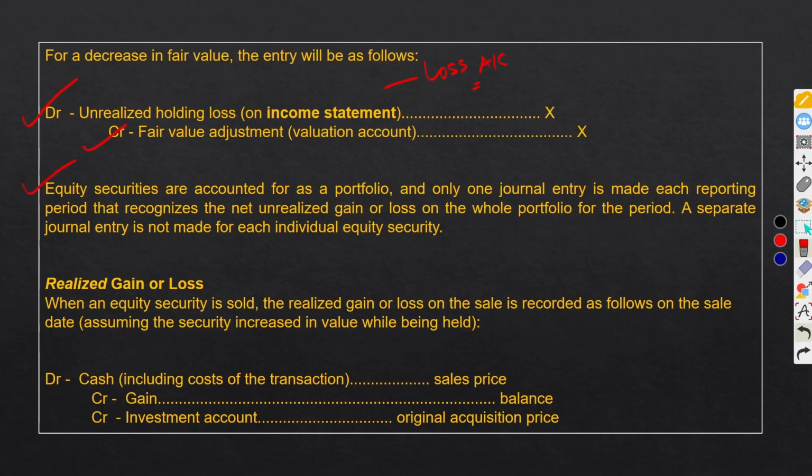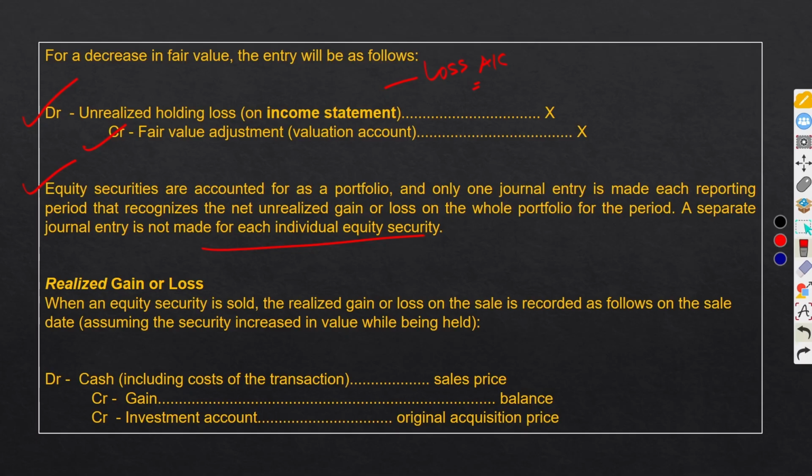Equity securities are accounted for as a portfolio, and only one journal entry is made each reporting period that recognizes the net unrealized gain or loss on the whole portfolio for the period. A separate journal entry is not made for each individual equity. Let's say you have thousands of trades, that doesn't mean you need to prepare thousands of entries. You can compute the portfolio value and then update only one accounting entry or one adjustment. We don't prepare multiple journal entries for each and every transaction. That doesn't make any sense, it would just increase your work.